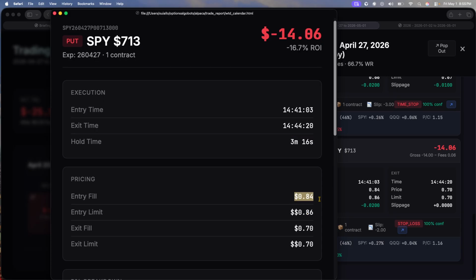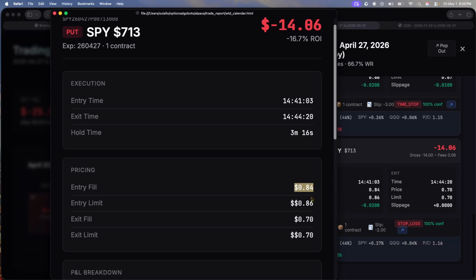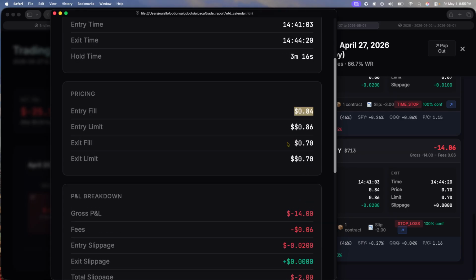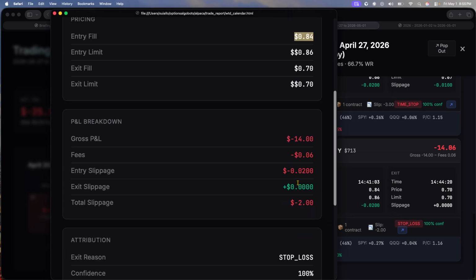So we got in at 84 bucks. Now remember, these are option contracts, so it's not 84 cents, it's 84 bucks, because one option contract is 100 shares. You multiply the 0.84 times 100, and it's $84. We were able to get filled there, but we got out at 70.